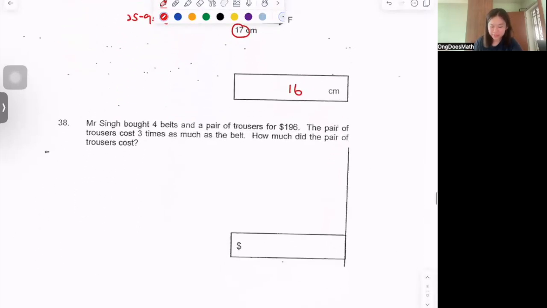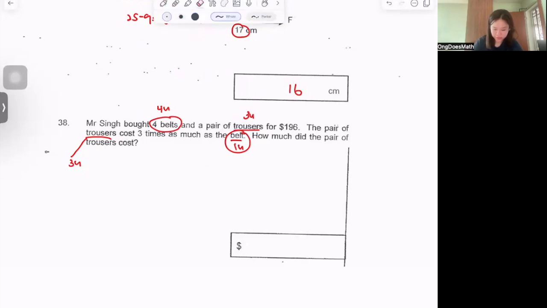Next, Mr. Singh bought 4 belts and a pair of trousers for $196. The pair of trousers cost 3 times as much as the belt. How much did a pair of trousers cost? So if the belt costs 1 unit, it means that the trousers cost 3 units because it's 3 times as much. And if one belt costs you 1 unit, 4 belts will cost you 4 units because 4 times 1.